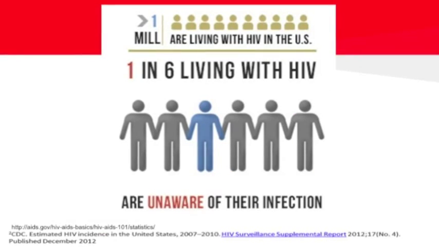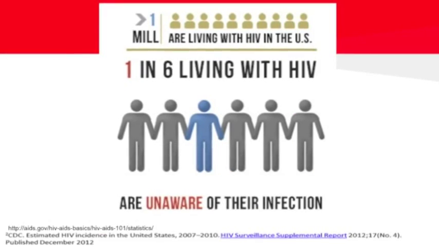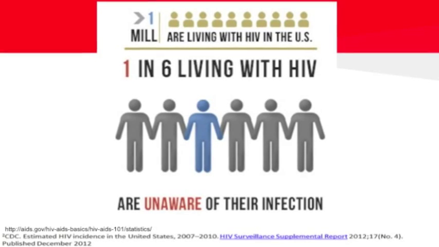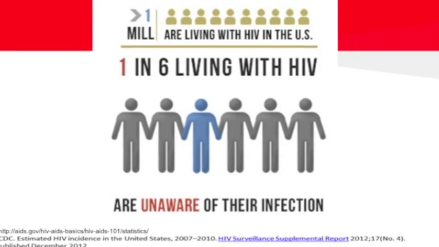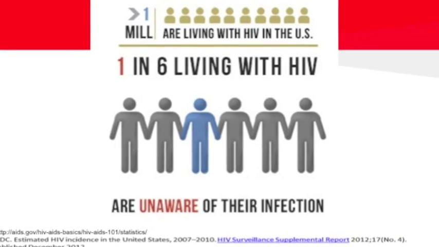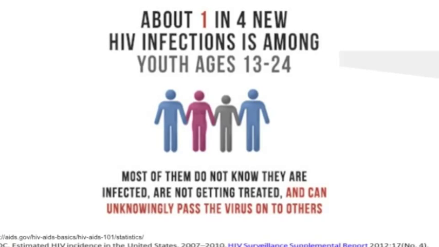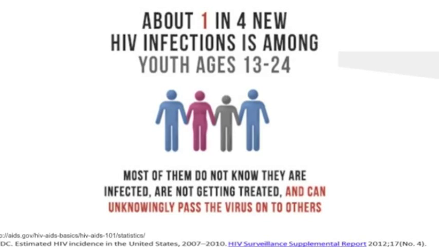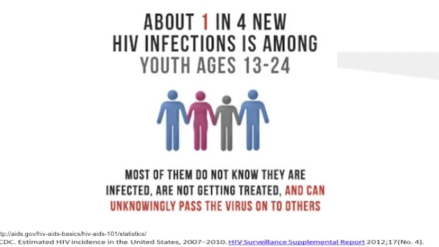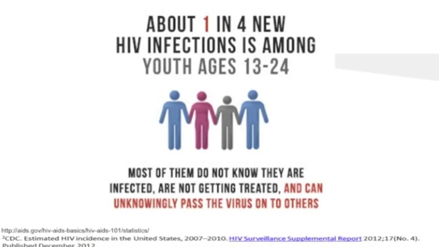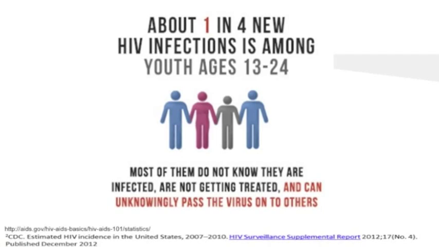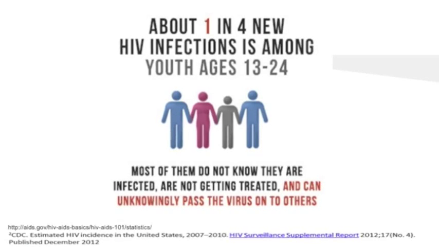In the United States, more than 1.1 million are living with HIV, and the scary fact is that every 1 in 6 who are living with HIV do not know that they're infected. In addition, about 1 in 4 of new HIV infections in the United States is among the youth of ages 13 to 24. Most of them do not know that they're infected, therefore they're not getting the right treatment, and they can spread the disease without even knowing.